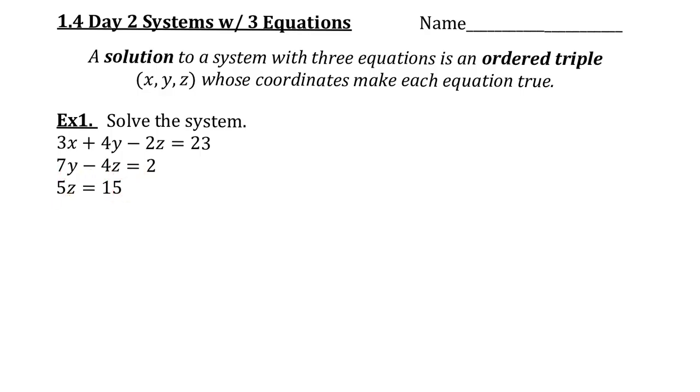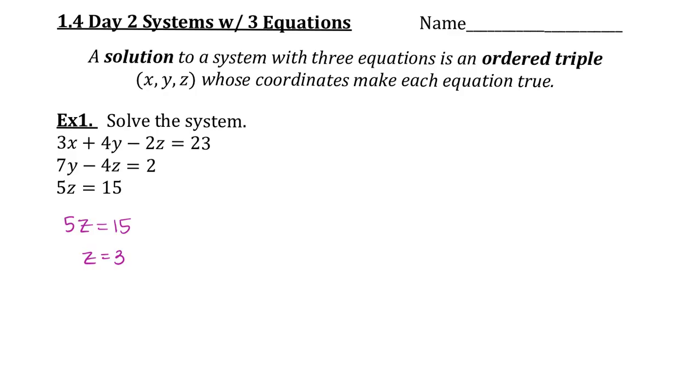When you look at it, if you see something that's easy to solve, I'm going to solve that first. So if I look at this, I see 5z equals 15. I can solve that right now. So let's go ahead and do that. 5z equals 15. What do I get? z equals 3. So I already got one of the variables for my ordered triple. Okay, now what can I do?